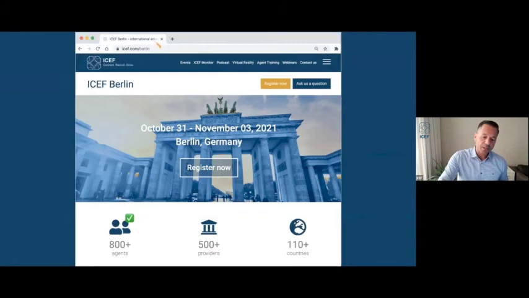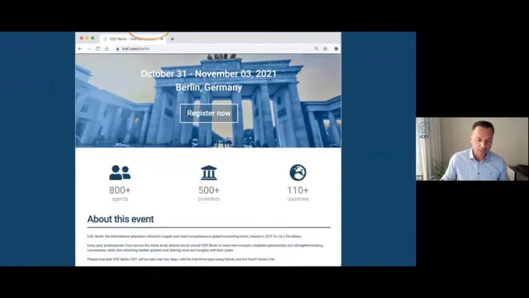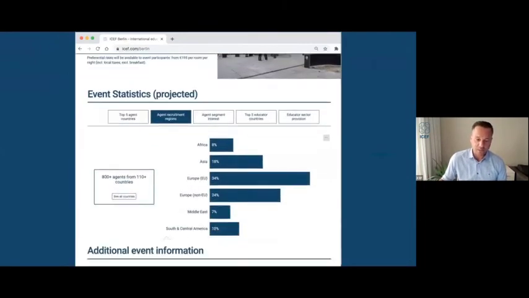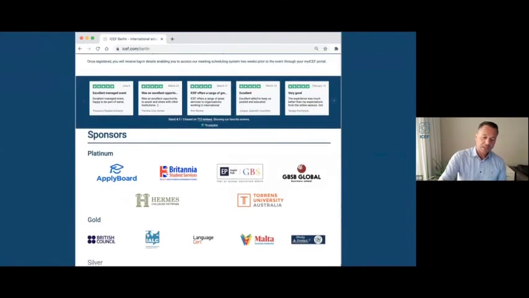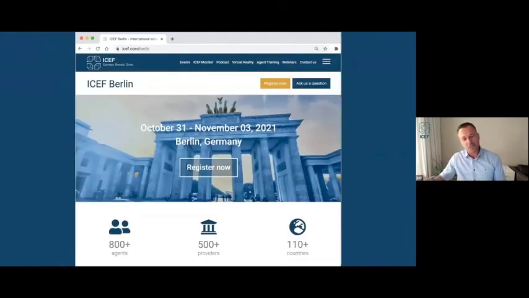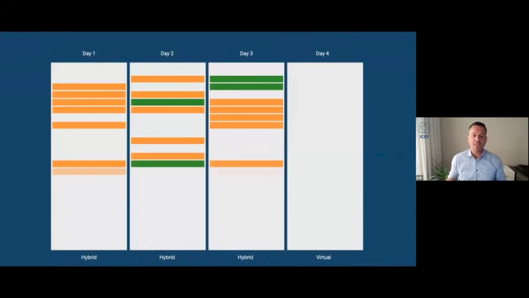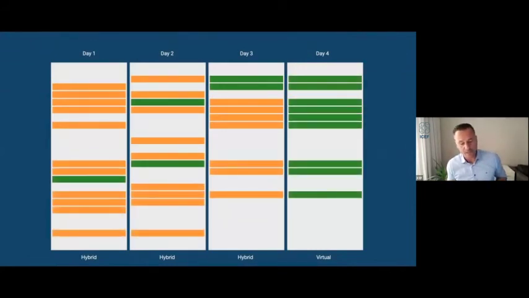You can find detailed information about ICEF Berlin on icef.com/Berlin, such as the event program, pricing, advertising, and sponsorship, the venue, event statistics, and testimonials and sponsors. And this year's ICEF Berlin will be hybrid, meaning participants can join us either in person or online. The event follows a solid networking format of back-to-back business meetings that you can schedule over 4 days, allowing you to meet with exactly those agencies, or perhaps even schools or other industry service providers that match your strategic objectives.